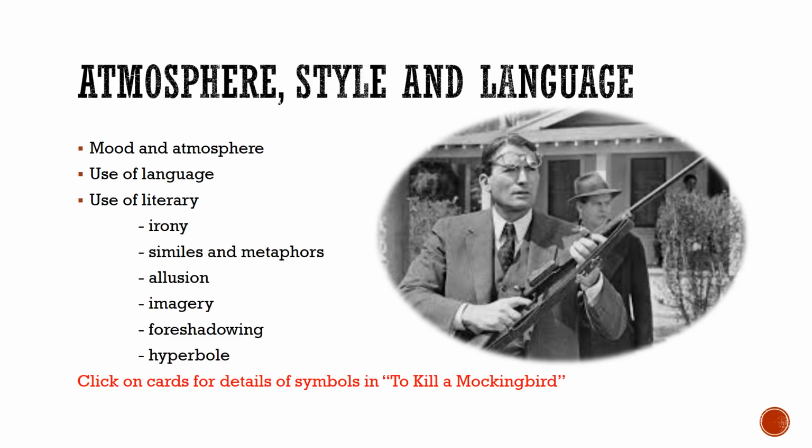There is imagery. The imagery is haunting in many ways. For example, there is the fire. There is a lynch mob. We have the description of Boo Radley. We see the mad dog. We see the use of guns. We see the use of knives. All of this visual imagery adds to the effect of the novel.